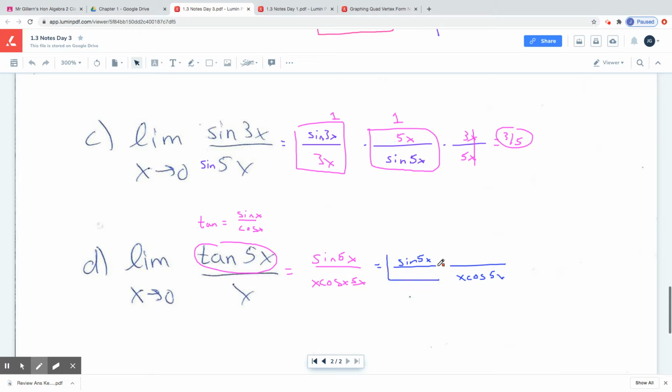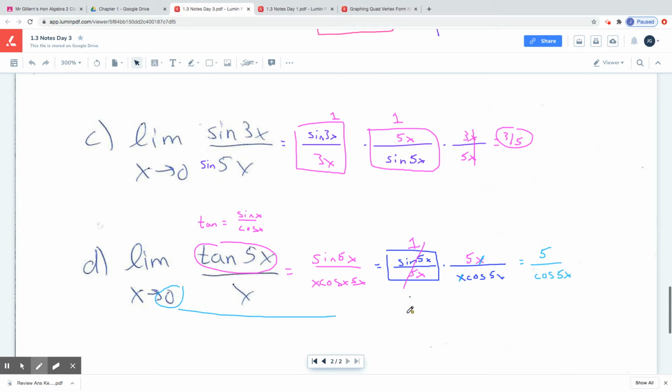It only works for sine, not cosine, so I can only do this one, and I have to add a 5x on the bottom. Now this is all equal to 1. That's all 1, it's gone. But I put a 5x on the bottom, so I put a 5x on the top. When this happens, I can cancel out those x's, and I'm left with 5 over cosine 5x.